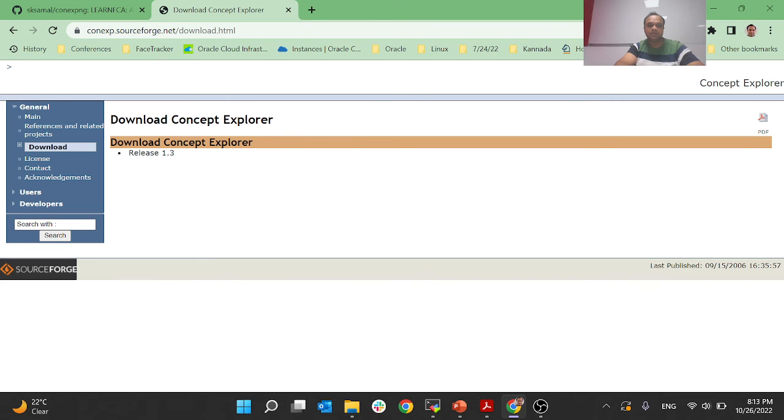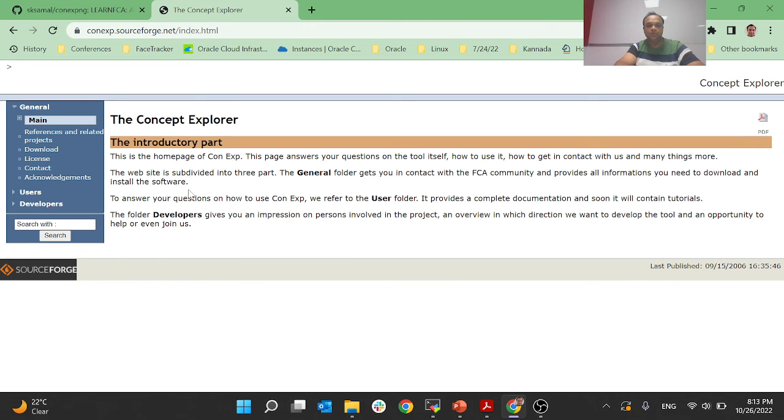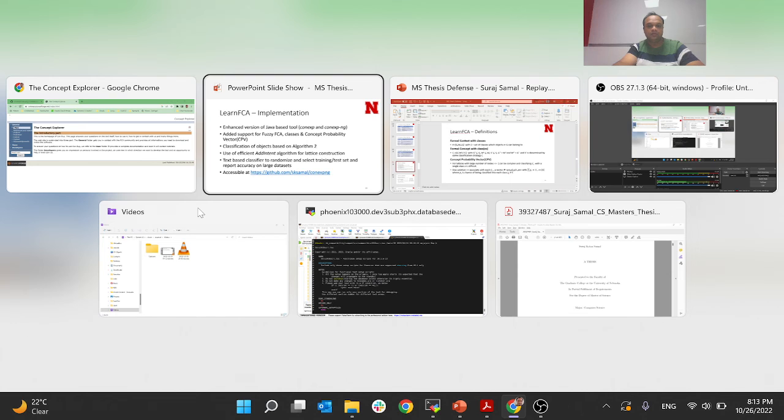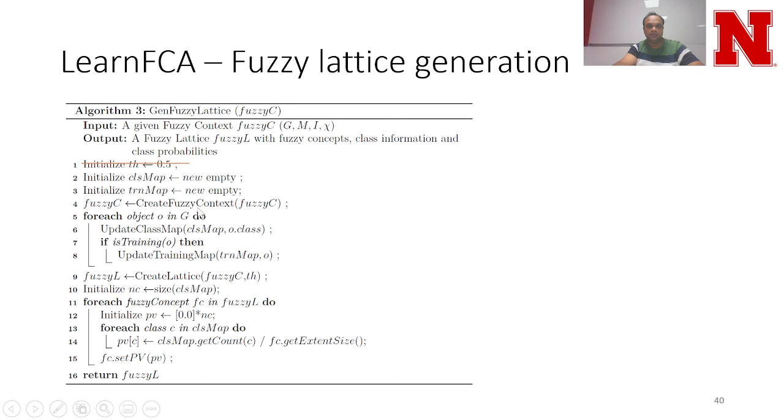So we use this Java based tool, and then we actually went ahead and enhanced it for our work. So, lastly, the fuzzy lattice generation algorithm which we used for our work is presented here.